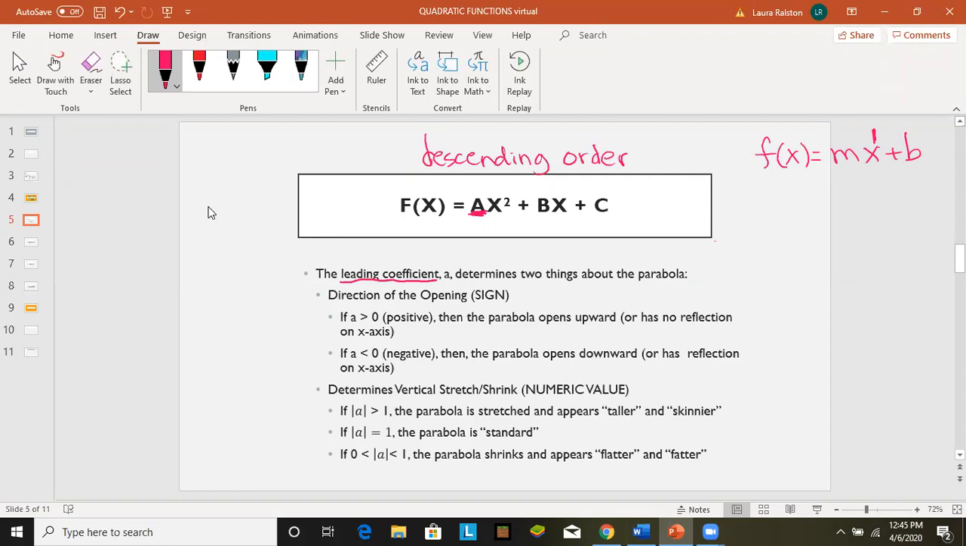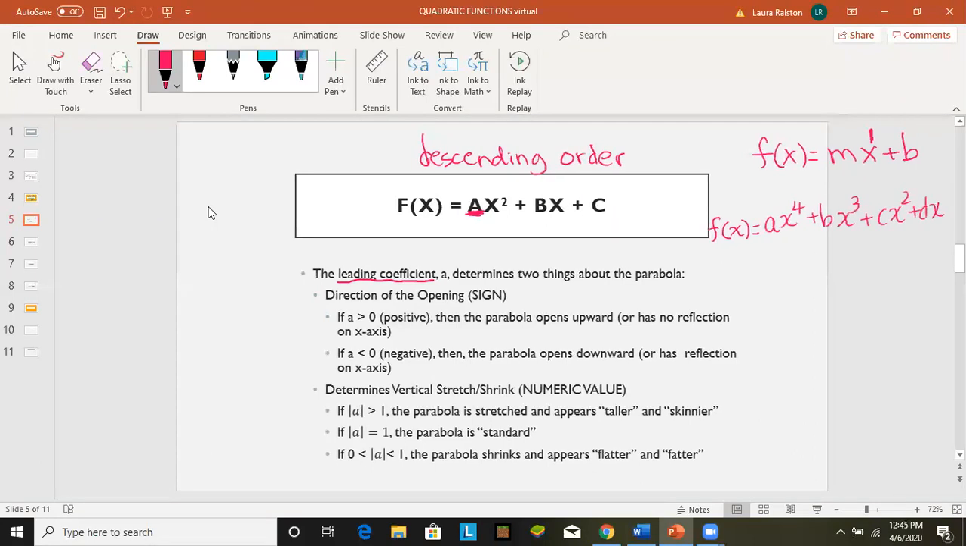You'll find that even when we start talking about other type functions where maybe you have something to the third power or the fourth power, if you have something like ax to the fourth plus bx to the third plus cx squared plus dx plus e, we still write it in descending order of the exponents. We start with the high exponent and work our way down to the lowest.